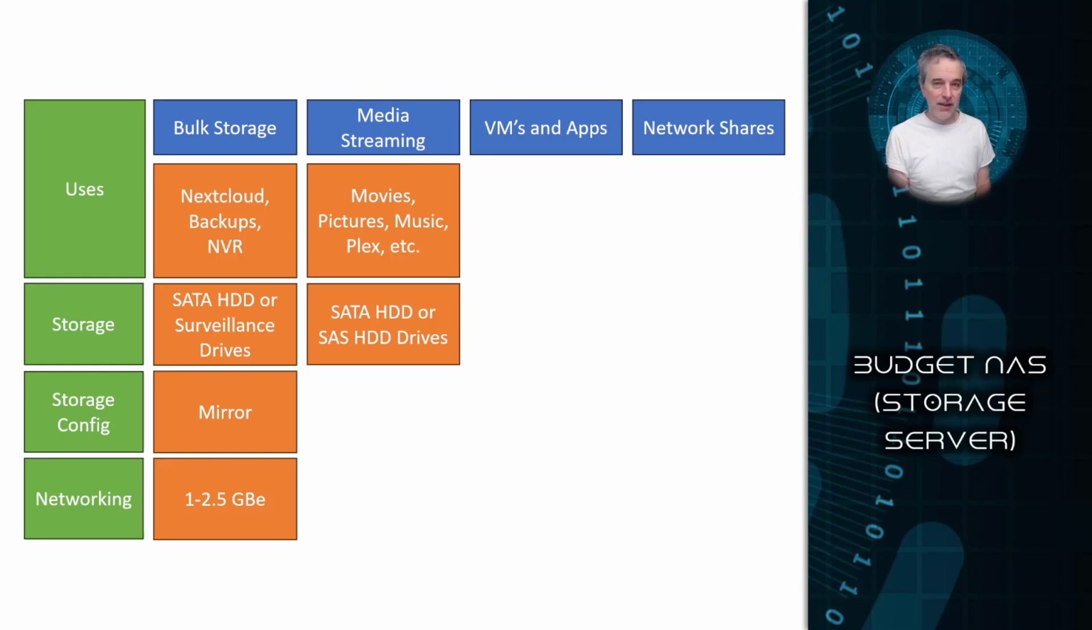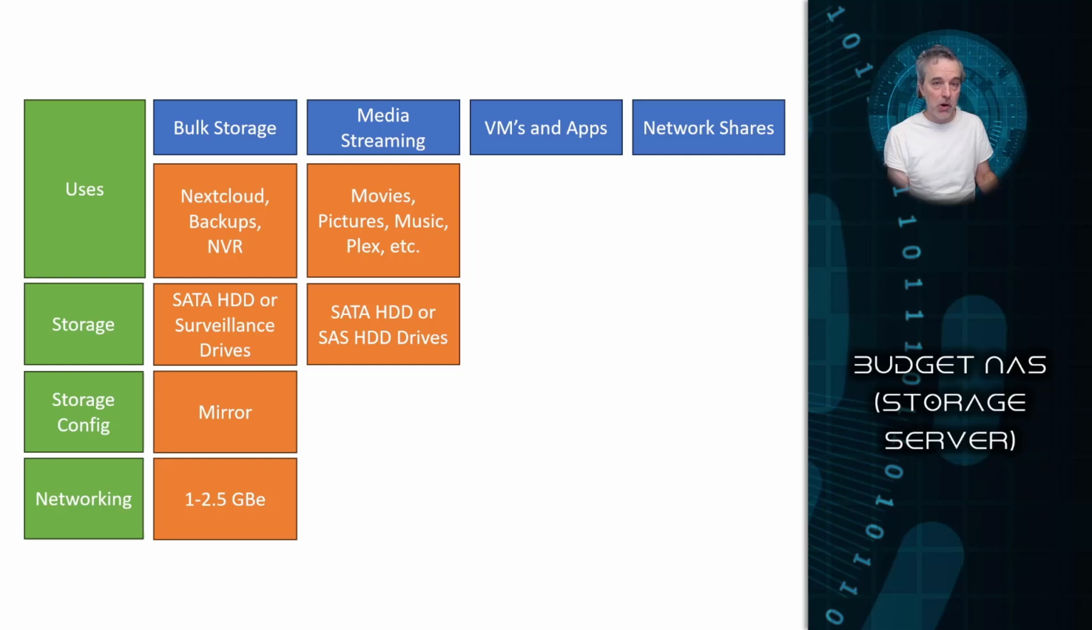Now, SAS is a format that is typically used in server applications. It's still a mechanical disk, but it's a higher performance spec. So SATA will typically go up to 6 gigabits per second, but SAS can go up to 12 gigabits per second. So these are typically drives that are used in servers, but you can find them available.